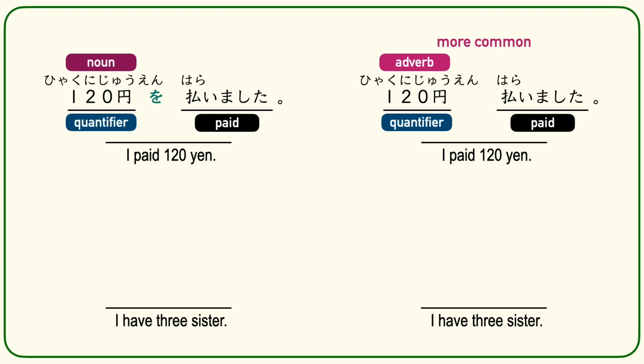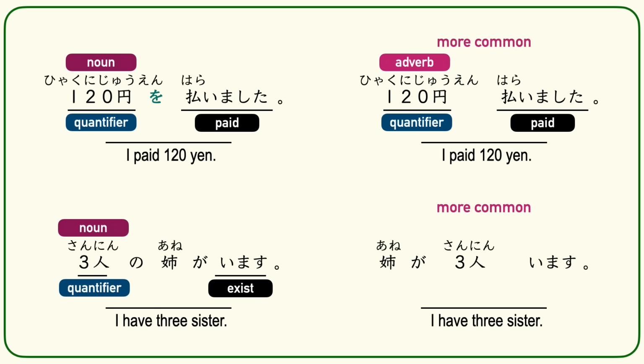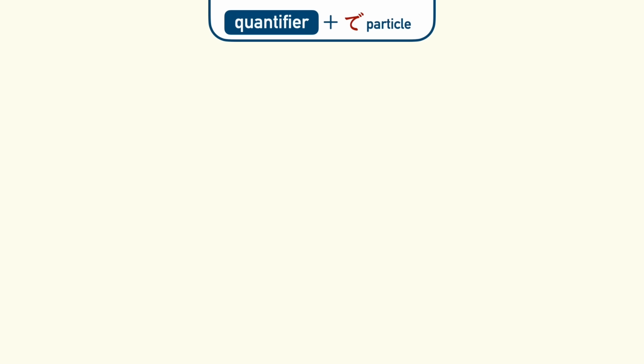I have 3 sisters. 3人の姉がいます. This is perfectly fine, but more commonly, 姉が3人います. Or 3人姉がいます. But anyway, let's go back to the de particle, the main point of this video. Let's look at more examples.